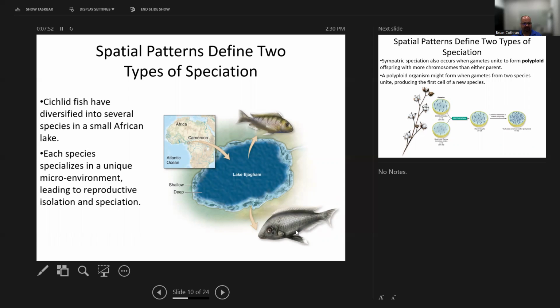But in this case, we have cichlids that have developed in the same lake, but one has a shallow habitat, one has a deep habitat. And because of this, they stay isolated from each other, even though they're in the same body of water. They are found at different depths and no longer mate with each other. They're their own separate species.